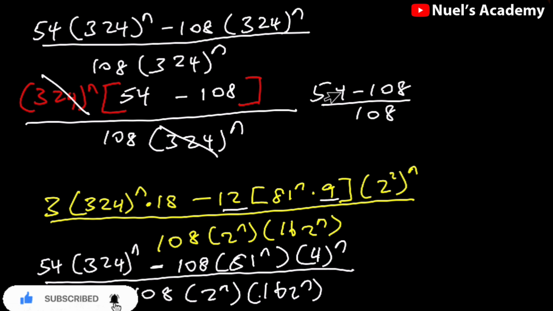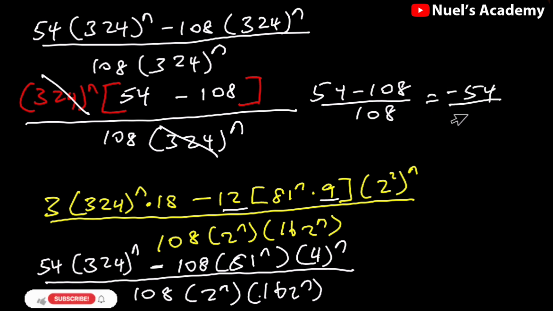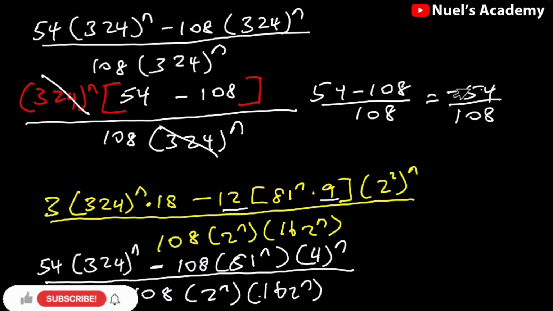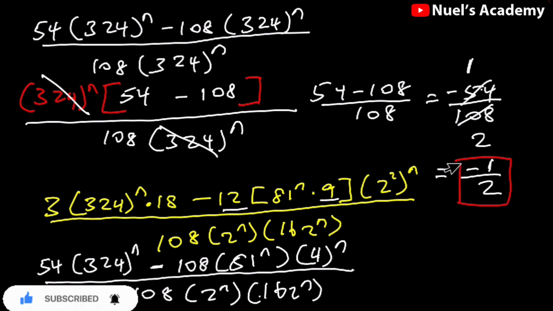Now 54 minus 108 is equal to negative 54, then over 108. 54 divided by 54 is 1. 108 divided by 54 is 2. So our final answer is equal to negative 1 over 2. So this is the final answer.